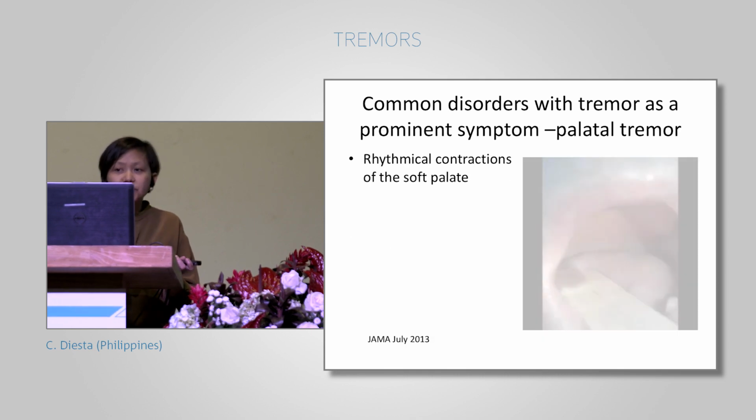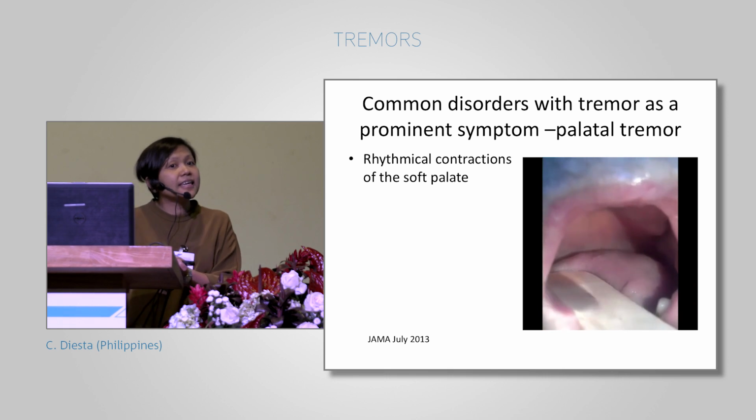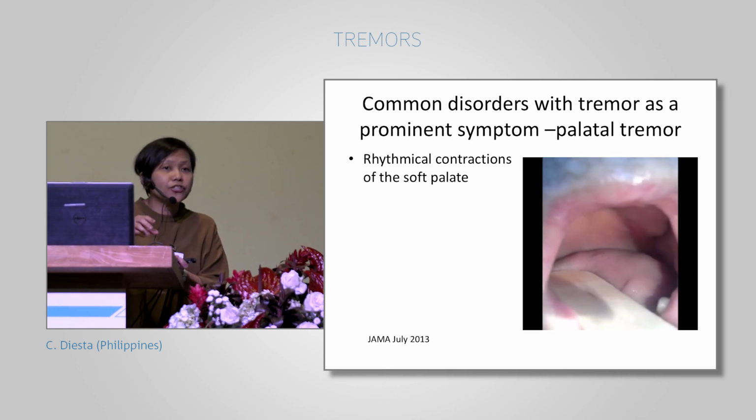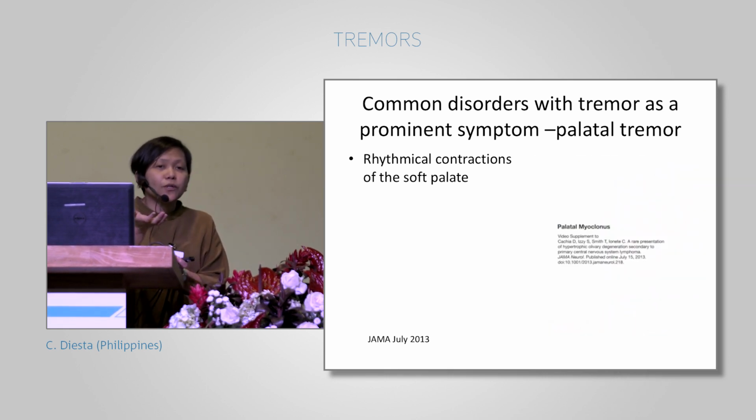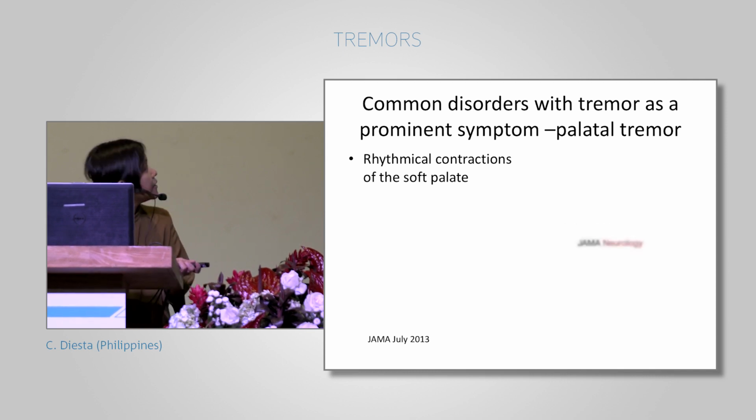So palatal tremor is as well common. We see this as a rhythmical contraction of the soft palate. In this case, there's an acute or a chronic lesion that is usually seen over the rubra, the red nucleus, the olivary, or that circuitry. So red, olivary, and the dentate nucleus.